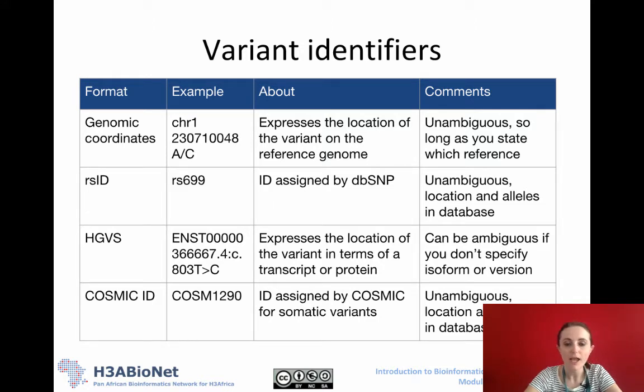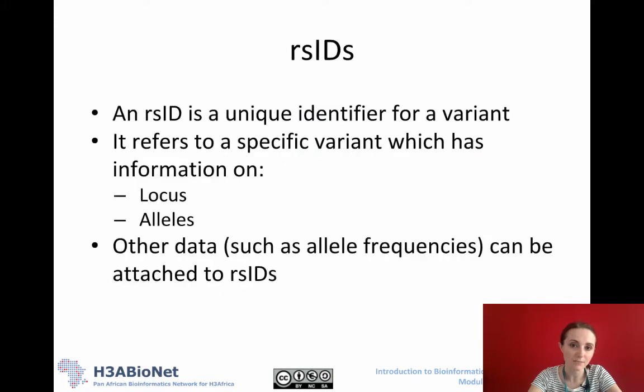Another one I'm going to talk about in more detail is HGVS. So this expresses the location of the variant in terms of a transcript or a protein. So the example I've given here gives an Ensembl transcript ID, a c telling you it's a cDNA type, and then tells you the variant change. The big problem with HGVS is ambiguity, and I will talk a bit more about these if you don't specify isoforms or versions. Another one you'll come across if you're looking at somatic variants is COSMIC IDs. So these are COSM and then a number, and these are assigned for cancer variants. Again, they are unambiguous. The location and the alleles are stored in the database.